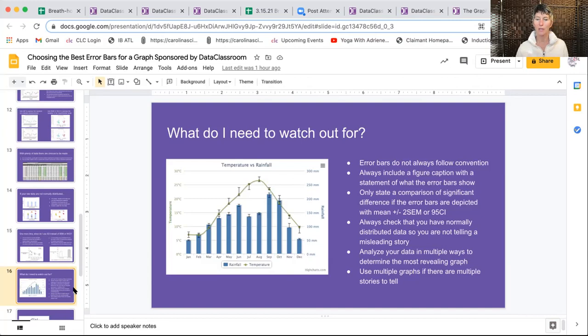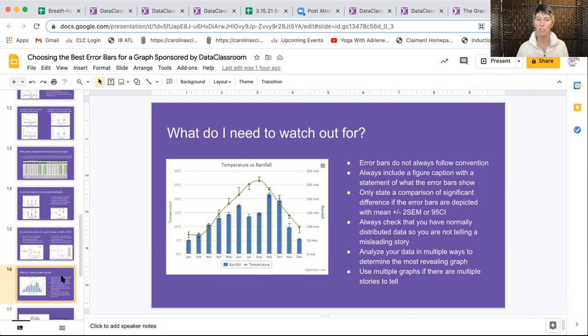And then finally, if you need more than one graph to tell the story or the underlying stories, then it's a great idea to include more than one graph to make sure that everything is revealed and transparent.